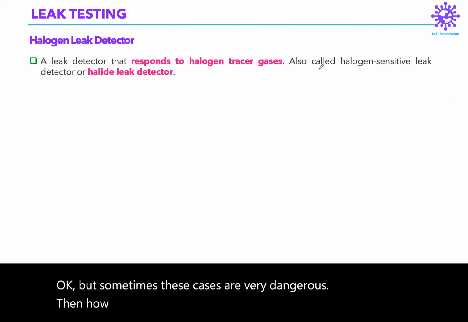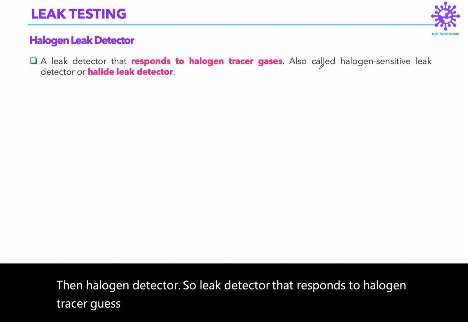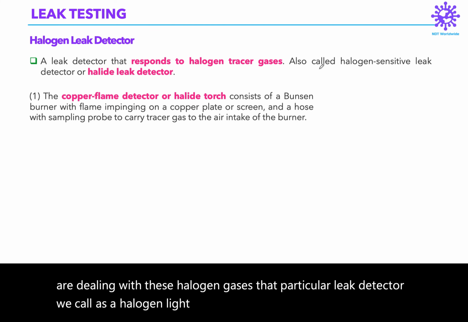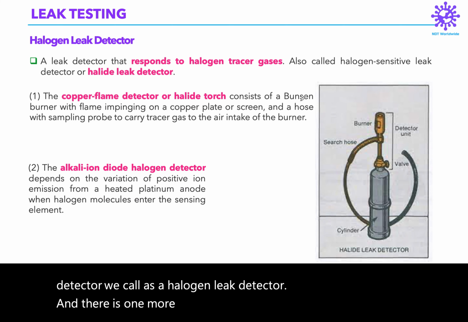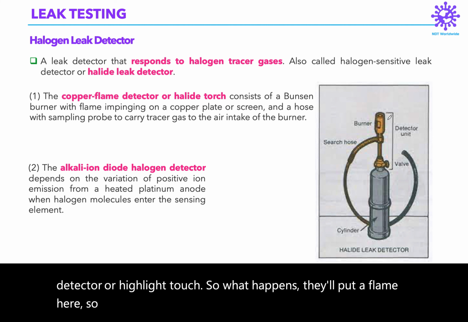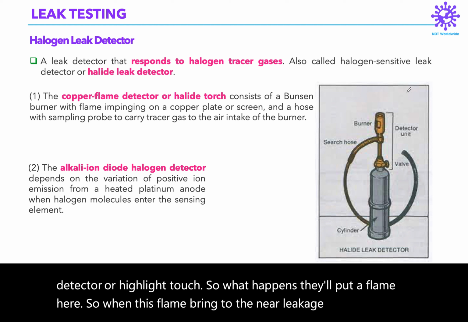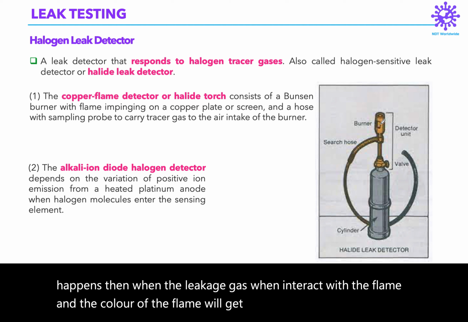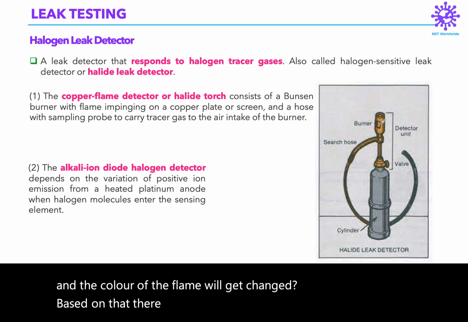Then a halogen detector: a leak detector that responds to halogen tracer gas we call a halide leak detector, meaning when you are dealing with these halogen gases, that particular leak detector we call a halogen leak detector. There is one more technique called the copper flame detector, or halide torch. They put a flame here. When this flame is brought near the leakage areas and the leaking gas interacts with the flame, the color of the flame changes. Based on that, we can tell there is a leakage.